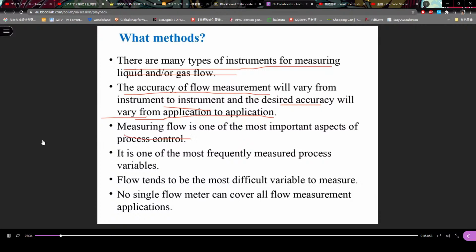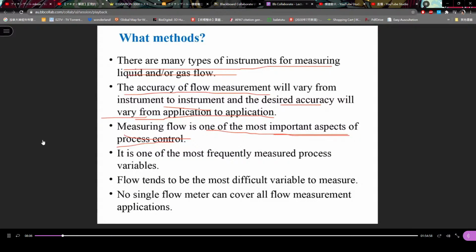Measuring flow rate is one of the most important aspects of process control. It's very, very important for a building service engineer. You must know the flow rate of chilled water. Then, if you know the cooling load, you can determine the pipeline diameter. Especially when you do design and performance analysis, flow rate is one of the most important parameters.